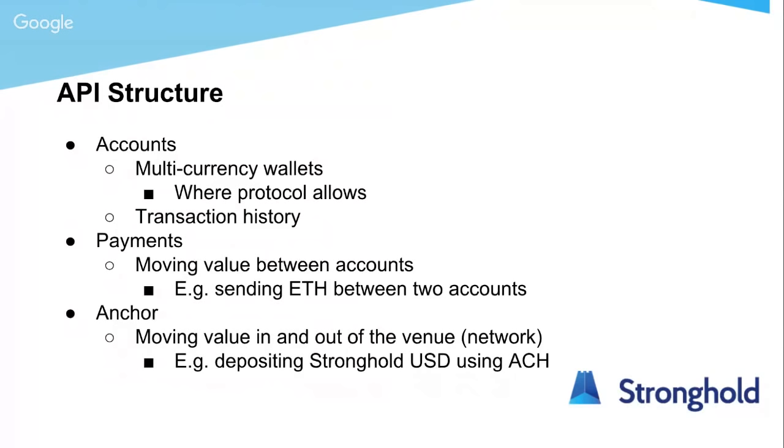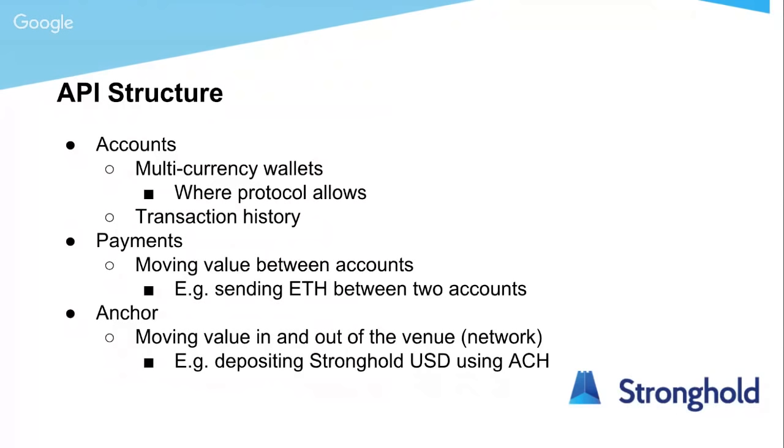And payment refers to any transfer of value within a particular venue. So let's say, again, we're on the Stellar network. A payment example would be sending the Ethereum token between two different accounts. And because that is on the Stellar public network, that will take 3 to 5 seconds.